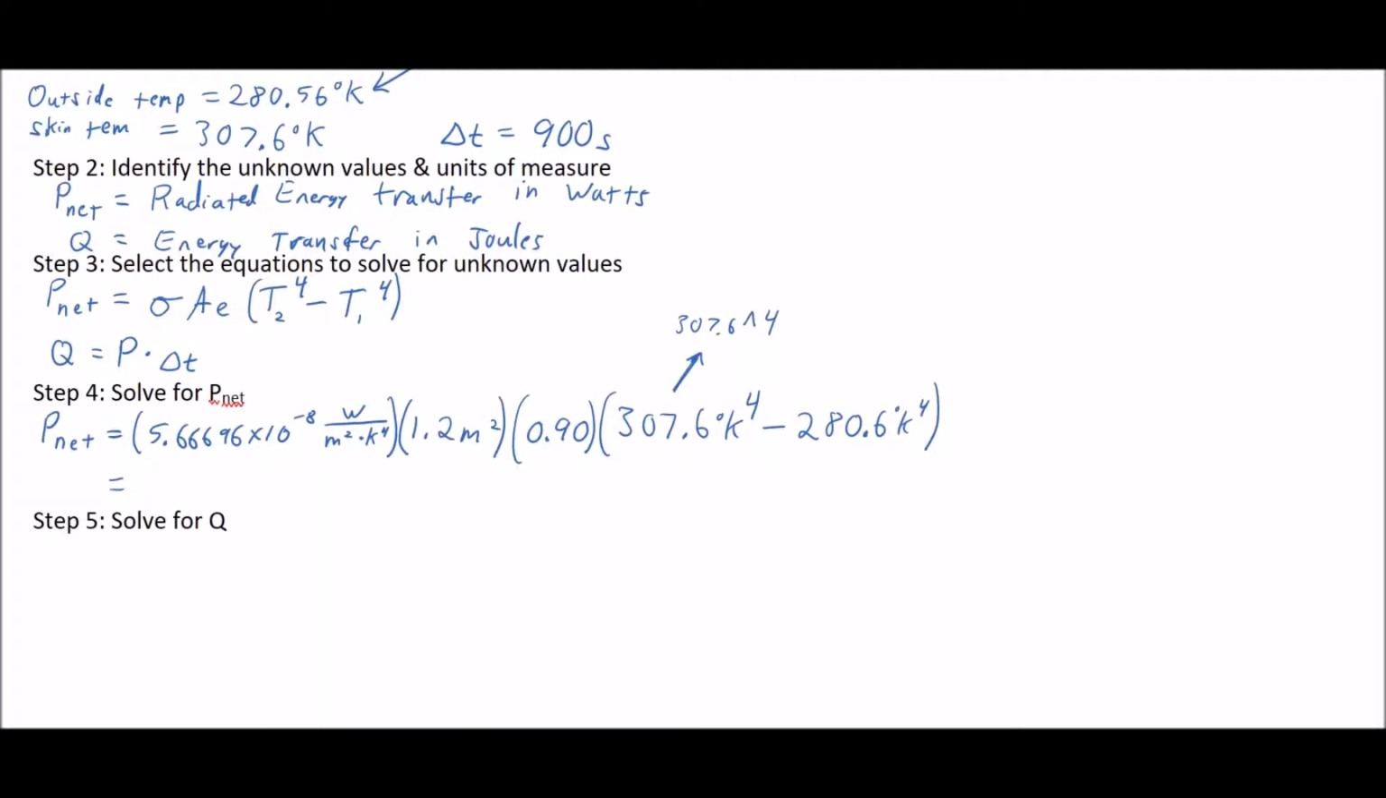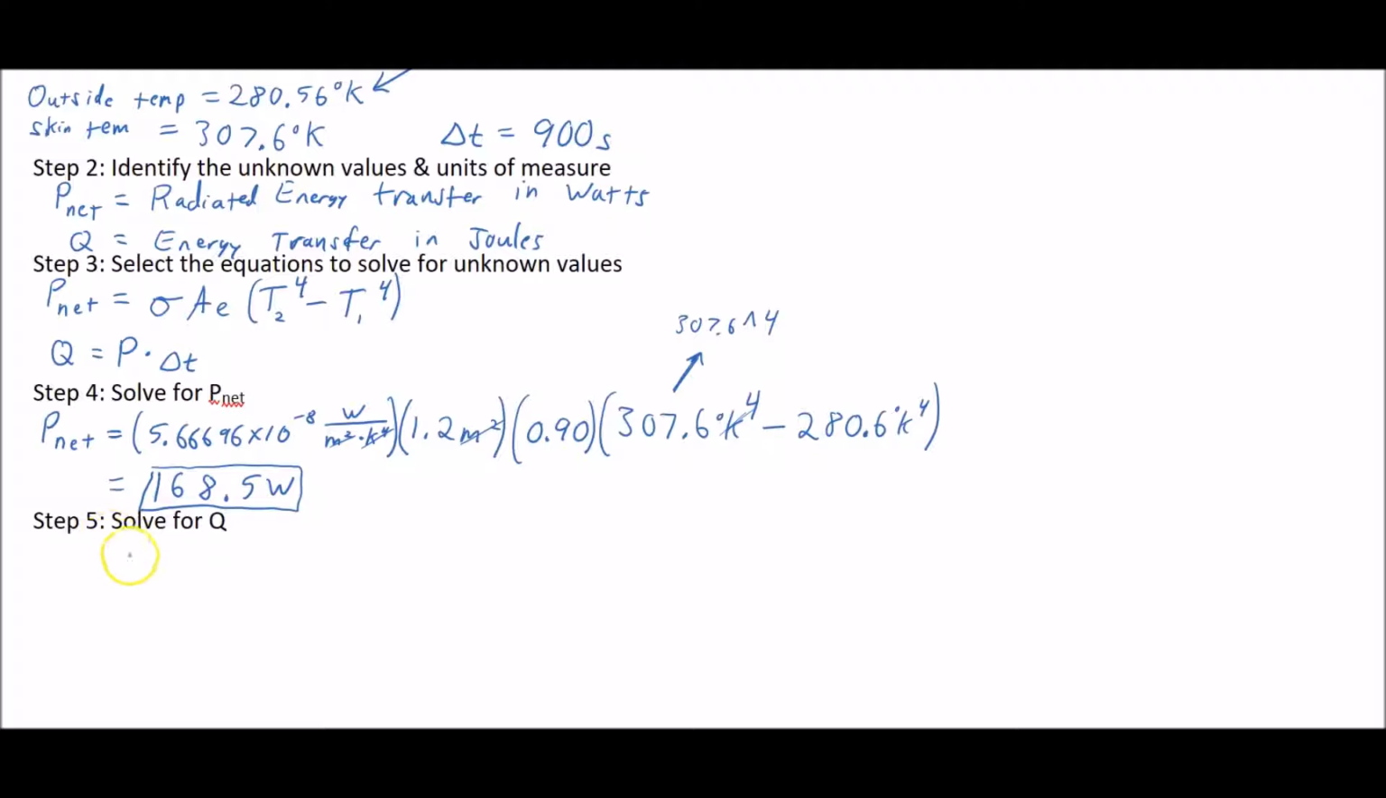And when you do that, you end up with the number 168.5 watts. That's the rate at which energy is transferred. How many joules per second? Okay, so a watt, don't forget, why watts? Because the meters squared cancels out here, the Kelvins to the fourth cancels out when you do the subtraction there, and you end up with watts. And don't forget, what is a watt? It's a joule per second.